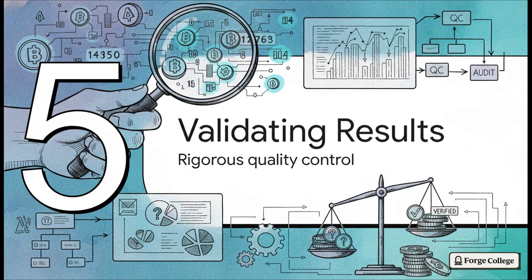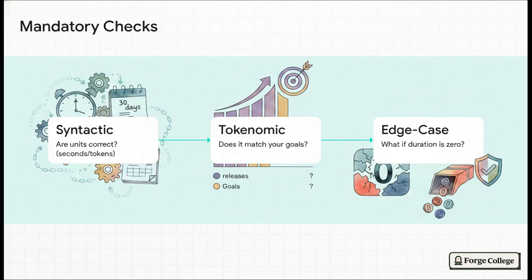validating the results. Because let's be real, we never ever blindly trust our junior AI assistant's numbers. We verify everything. There are 3 mandatory quality control checks we absolutely must perform to ensure our launch is safe from boundary errors. First, syntactic validity. Did the AI actually use seconds instead of days?